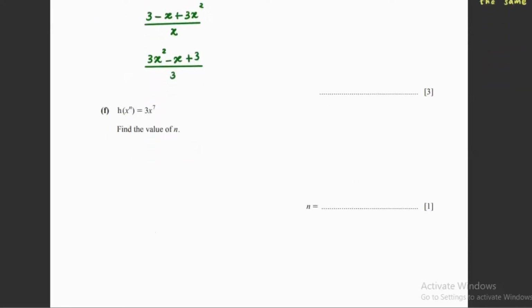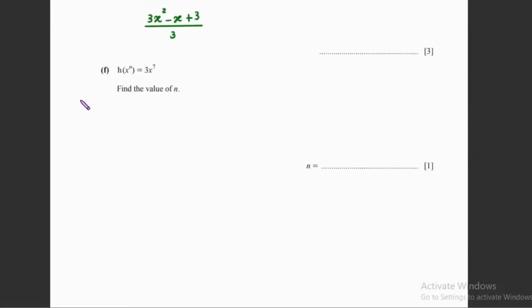Let's move on to question F. We need to solve this. h of x to the power n is equal to 3 times x to the power 7. This means that when we consider the h of x function, we have 3 over x. Now when we write it here, the h of x function is 3 over x.